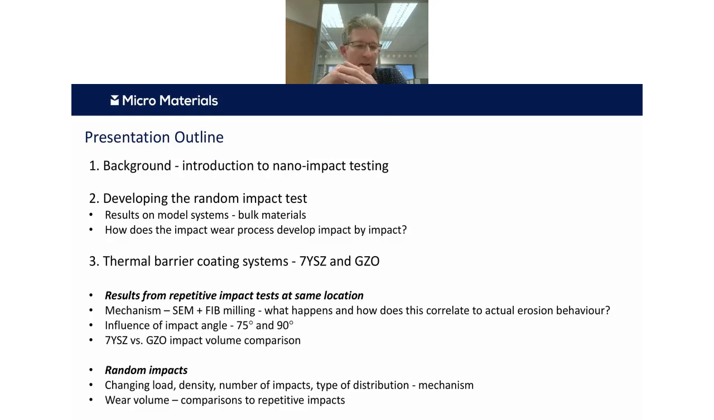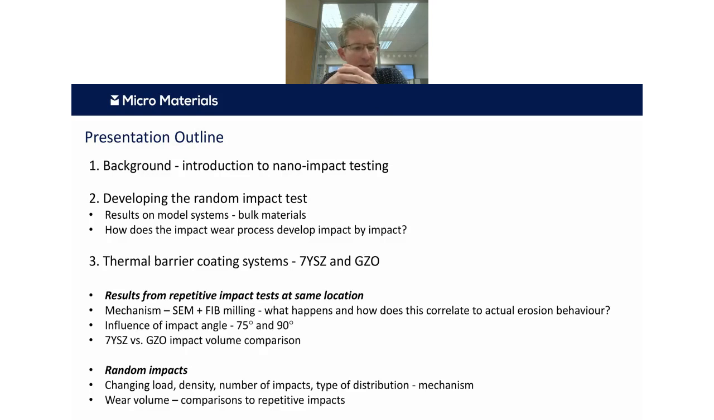As well as SEM, we can do some focused ion beam milling to look at the subsurface damage, and we can see how well the impact test correlates with the actual erosion behavior. We can also look at things like the effective impact angle and also the comparison between these two different thermal barrier coatings.